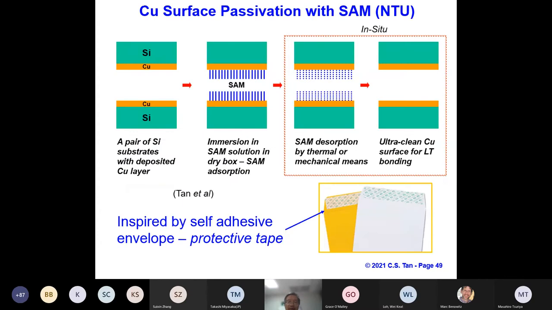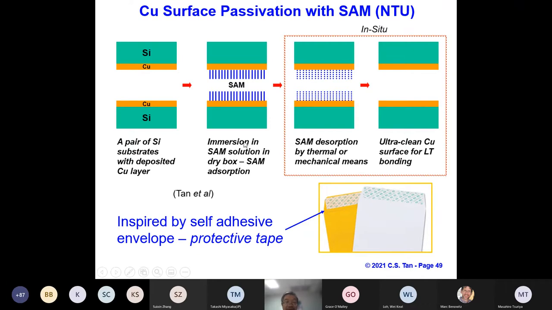Okay, now what we tried to do in NTU a while back is basically looking at what we call a passivation approach. We know that copper oxide is a problem, so we try to passivate the surface right before bonding, and we actually make use of the SAM surface.